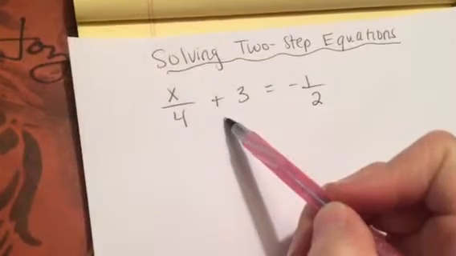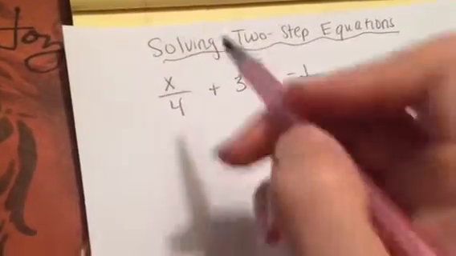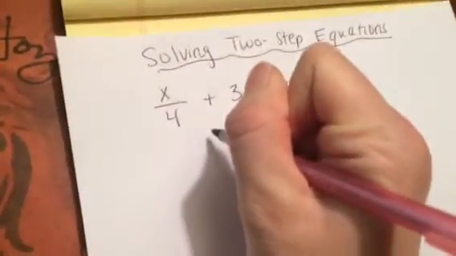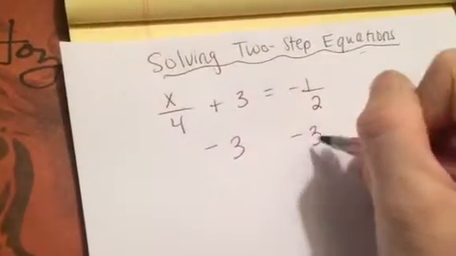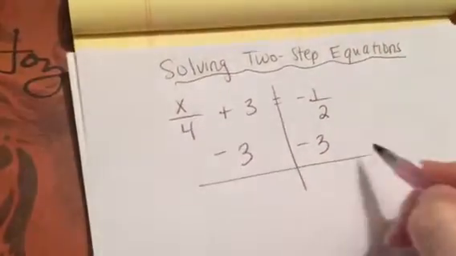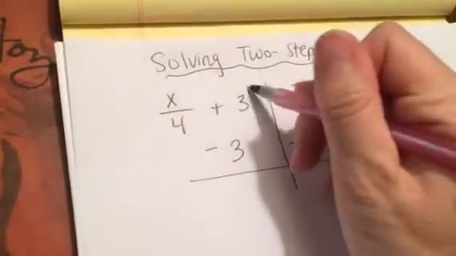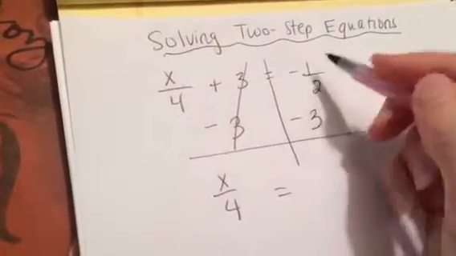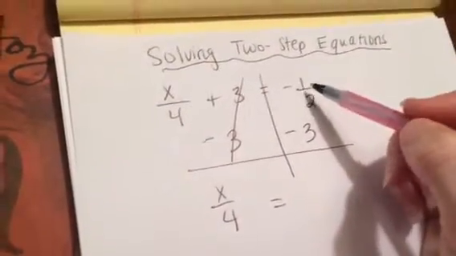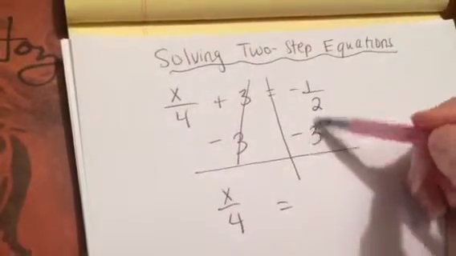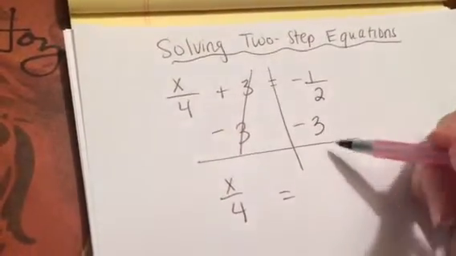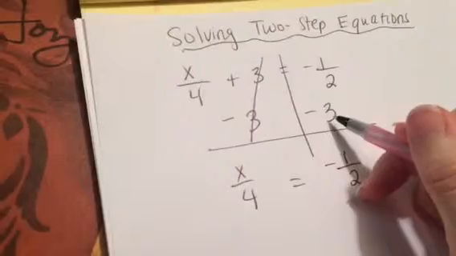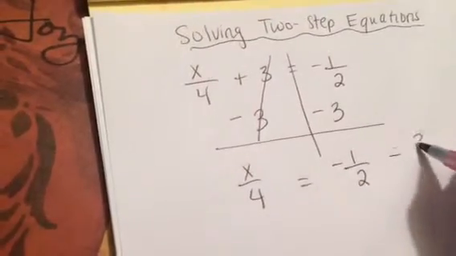So we want to get rid of this 3 because it's not with the x. It's plus 3, or a positive 3, so to get rid of it, we would subtract 3 from both sides. This cancels out, and we're left with x over 4 equals, and here's where we have a fraction, and we're not used to adding or subtracting fractions vertically, so we want to put that horizontally down here. So we have negative 1/2 minus 3. See how I'm writing it horizontally?